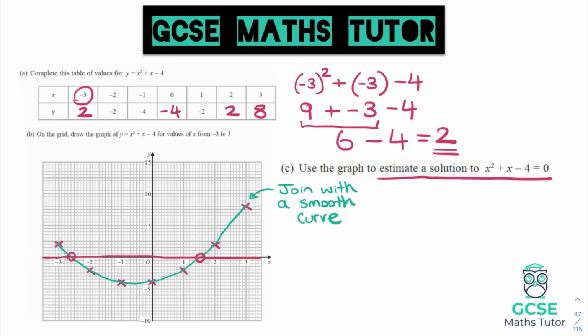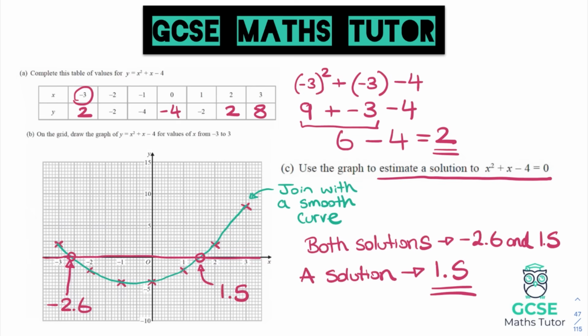If you're asked to find a solution, remember that's where it crosses through the x-axis, so there's two numbers, unless of course it says equal to a different number.